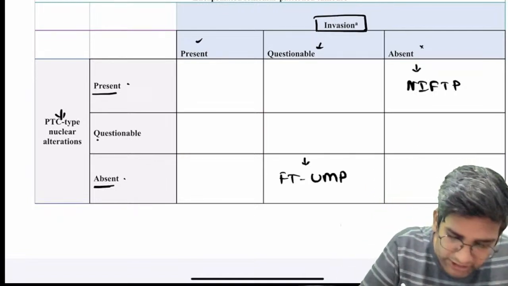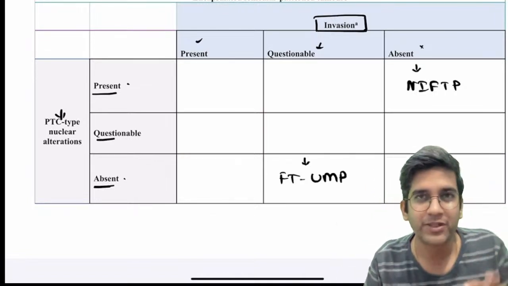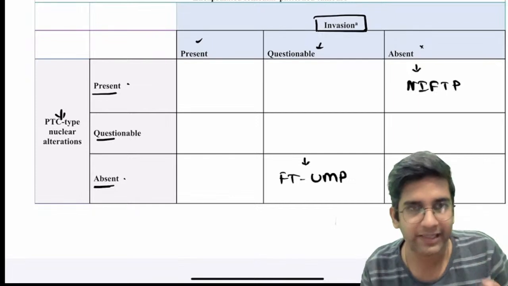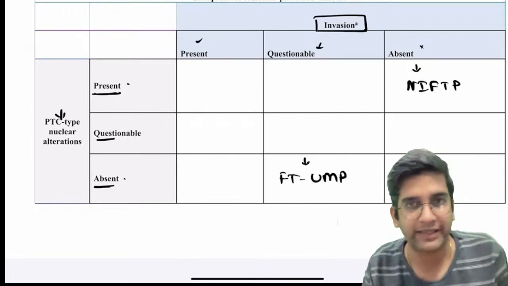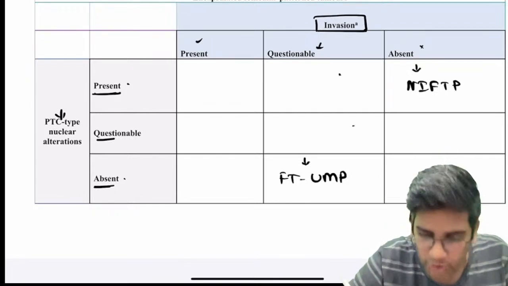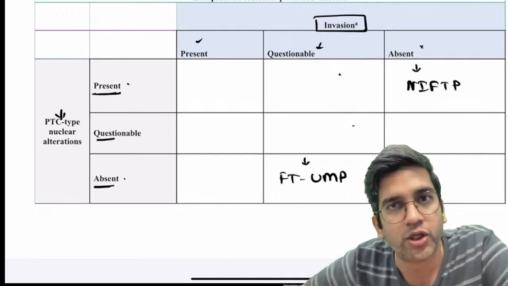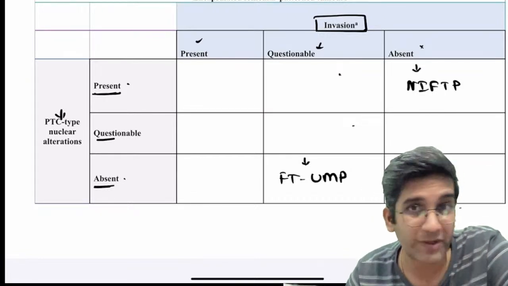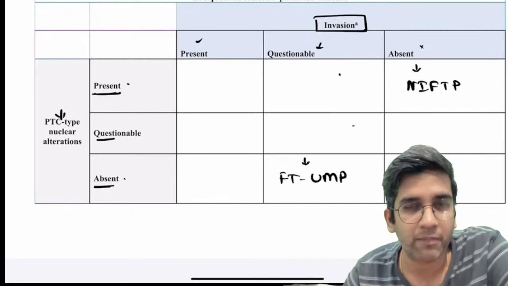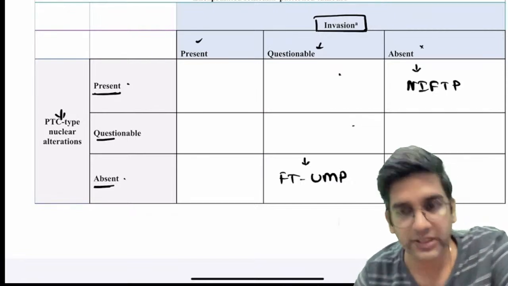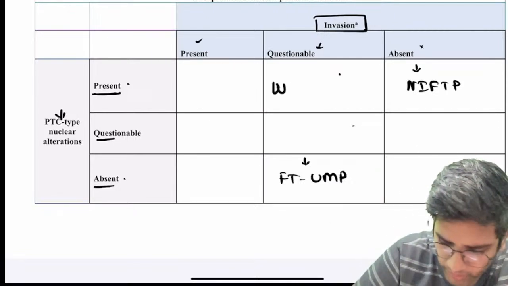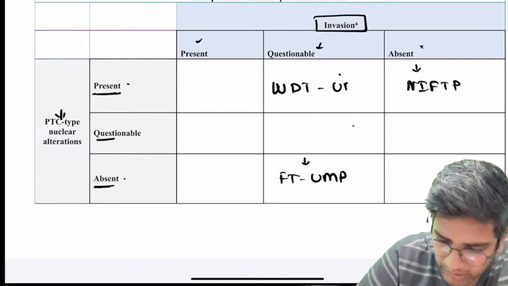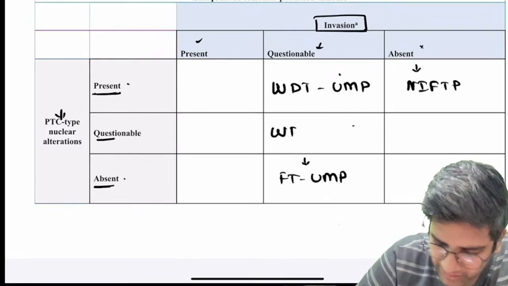I have a questionable PTC, which means a score of 2 approximately, and a definitely present PTC. In both of these, who will come? Will it be FT or UDT? It's questionable invasion, but nuclear features like a PTC, which is both of these here. It will be well differentiated tumor, uncertain malignant potential.